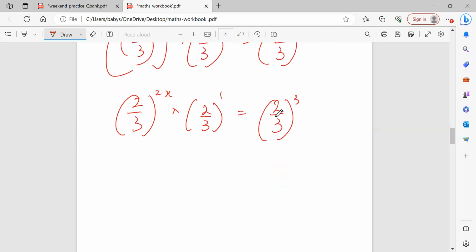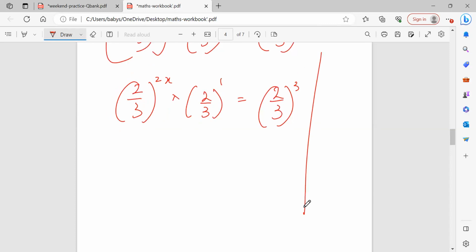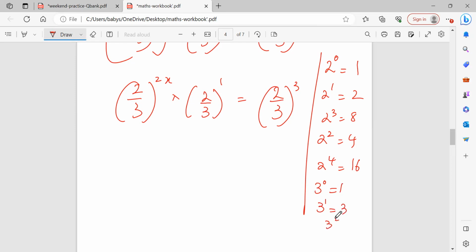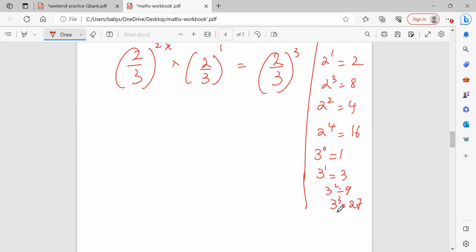You should know the perfect squares; I think I'd given you a table, if you can recall. 2 to the power of 0 is 1, 2 to the power of 1 is 2, 2 cube is equal to 8, 2 to the power of 2 is 4, 2 to the power of 4 is 16. Like that you should know for 3 also. 3 to the power 0 is 1, 3 to the power 1 is 3, 3 square is 9, and so on. 3 cube will be 27. If you have knowledge of this basic, you don't have to go up to 3 power 10 and all. If you know this, you can easily solve the problems on exponents.